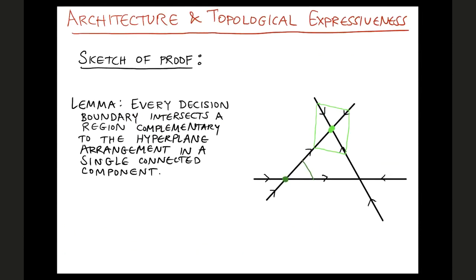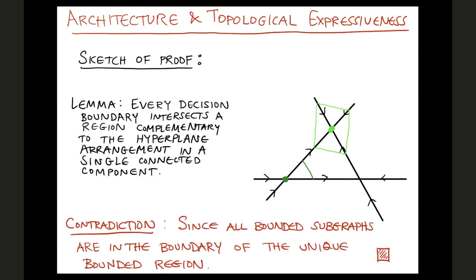So now, since we just have a single region which is bounded, this subgraph needs to be in the boundary of this region. So if we had two different bounded connected components, we would then get two different components intersecting this single region, and that's a contradiction. So somehow the fact that there's this single bounded connected component is telling us something about the possible decision regions, and it's not really surprising. So, quick question.